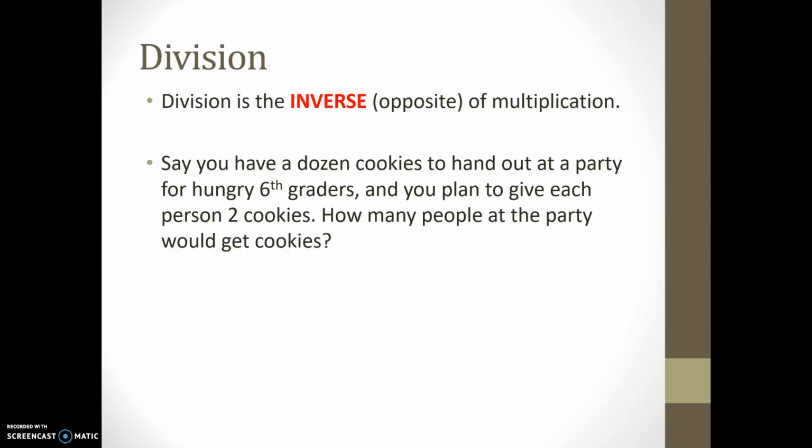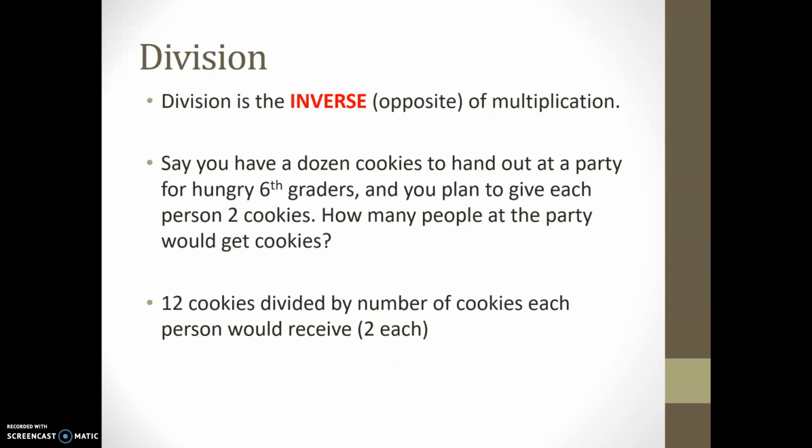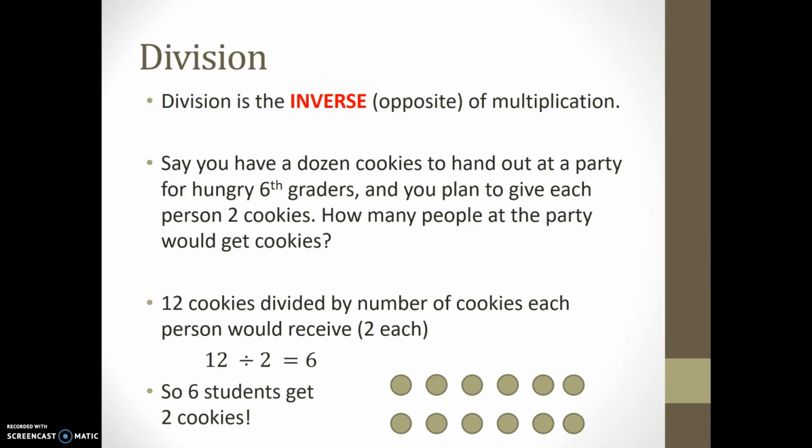Say you have a dozen cookies to hand out at a party for hungry sixth graders, and you plan to give each person 2 cookies. How many people at the party would get cookies? You have 12 cookies. You're going to give each person 2. Obviously 6 people, right? So you would divide 12 by the number of cookies each person would receive, and you would be able to feed 6 students. So there's a little model for you.